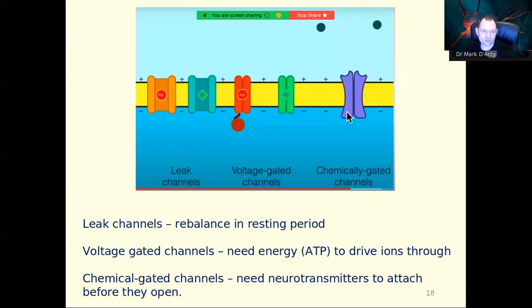So there are what we call leak channels. They rebalance the resting potential. We have voltage-gated channels, such as the voltage-gated channels that let sodium rush into the cell along the neuron when it fires. They need energy, ATP, to drive ions through. And then we have chemical-gated channels. They need neurotransmitters to attach before they open. So different types of channels.